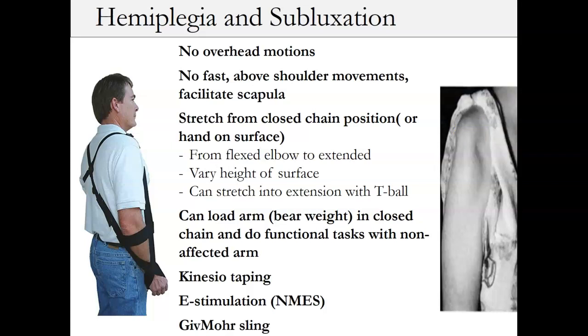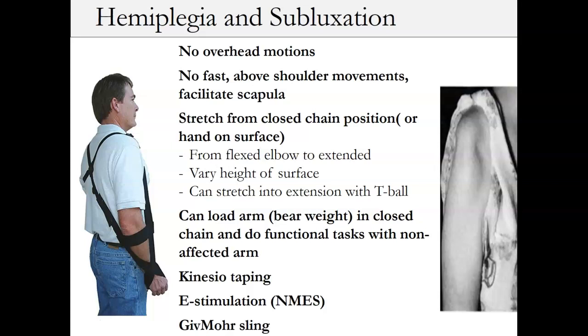If you see that, and usually it's in the chart, but sometimes it isn't, you have to assess. We'll show you how to assess, determine if this is the case. There's certain precautions, things you want to keep in mind, so that you don't make this shoulder worse and cause them all kinds of awful pain. No overhead motions, no fast movement, especially. Be really careful about above shoulder movements. If you're doing that, make sure you're facilitating that scapula, making sure the scapula is protracting and gliding with them as they go overhead. Stretch from a closed chain position, hand on surface.